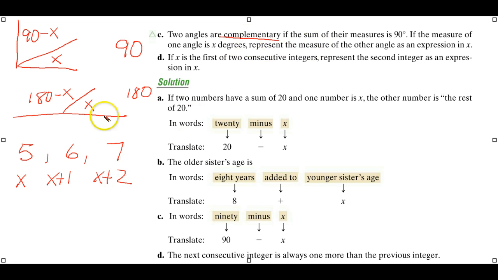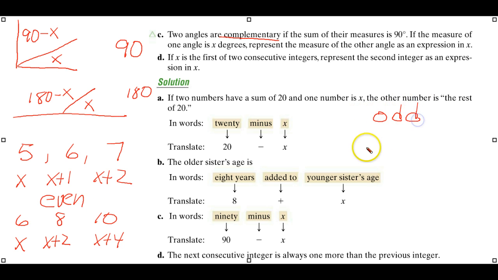Now, a modification of this will be even integers, such as 6, 8, 10. If x is the first even, how do I represent the next even? x plus 2. The next one, x plus 4. Now, how about odd integers? Consecutive odd integers: 7, 9, 11. We're defining 7 as our first odd integer. How do we represent the next odd integer?